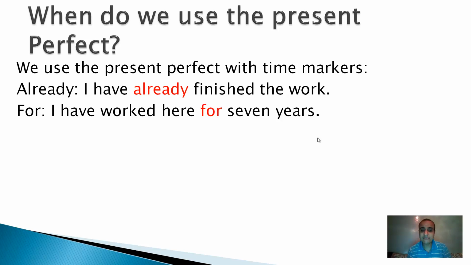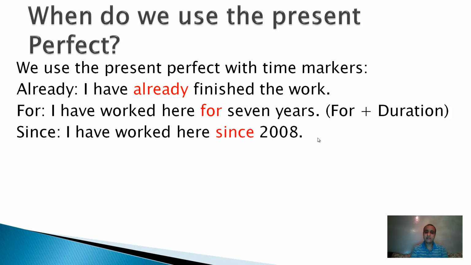For example, I have worked here for 7 years. So we use for plus a duration. Duration, مدة. I have worked here for 7 years. Since. Example, I have worked here since 2008. So we use since plus time. When we have a specific time, we use the present perfect and since. When we have a duration, we use for and the present perfect.